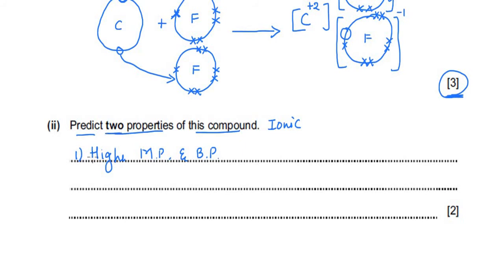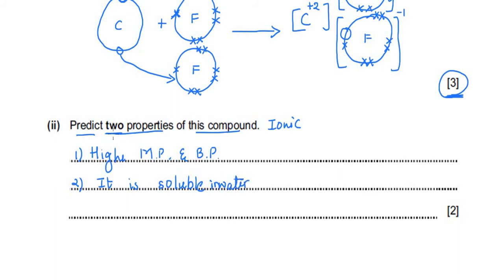Now it says two properties. So the second property can be that this ionic compound is soluble in water, which is a polar solvent. So it is soluble in water.